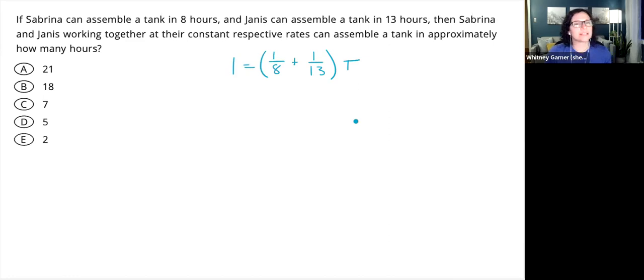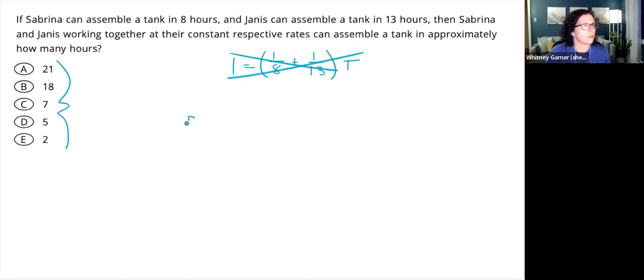So here's the deal. Look at your answer choices. What do you notice about those answer choices? They're so spread out. So what we're gonna do is we're gonna take a step back from this algebra for a second because the answer choices are so spread out. In a rate of work problem, we're going to use an estimation technique.